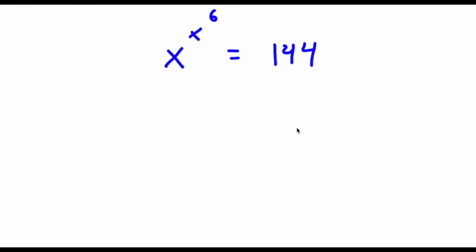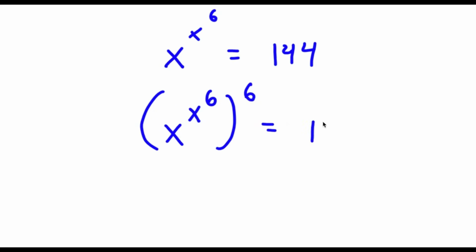Now, the first thing I'm going to do is I'm going to take the power of 6 on both sides. So now I have x to the power of x to the power of 6 to the power of 6 is equal to 144 to the power of 6.